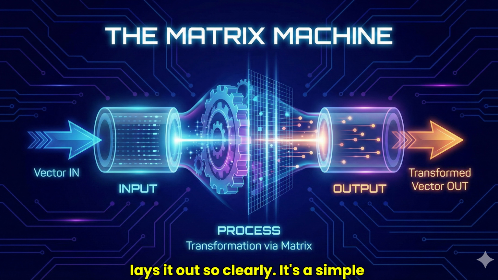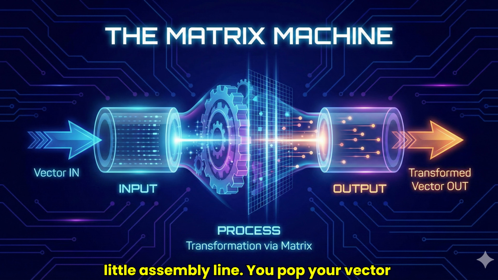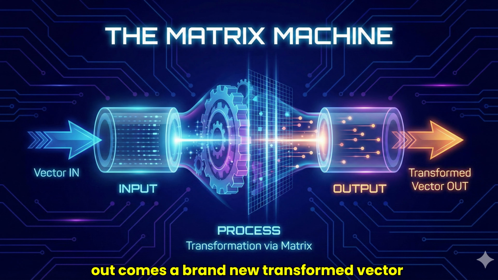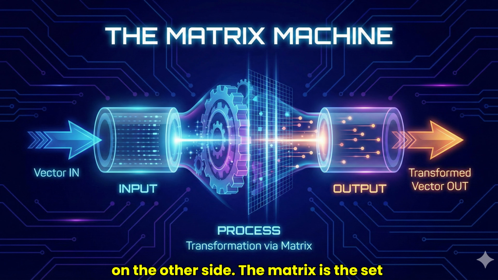And this slide just lays it out so clearly. It's a simple little assembly line. You pop your vector in one side, the matrix machine does its thing based on the numbers inside it, and out comes a brand new transformed vector on the other side. The matrix is the set of instructions for the transformation.